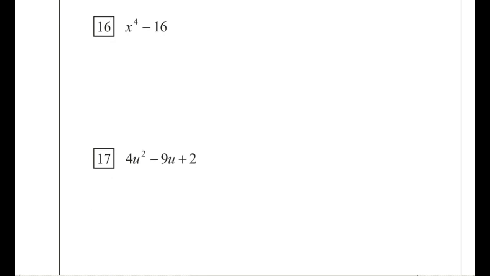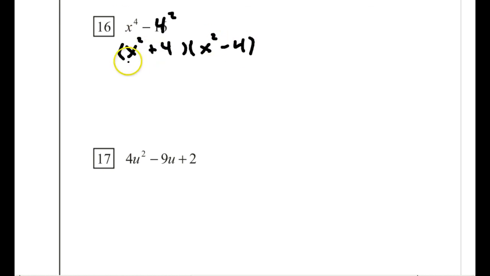Okay, just a few more. This looks like a difference of squares. There's no GCF. Okay, so let's factor this. Remember, this is going to be 4 squared. So we got x squared plus 4 and x squared minus 4.